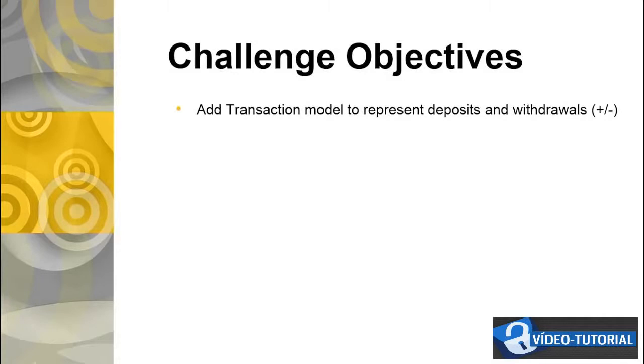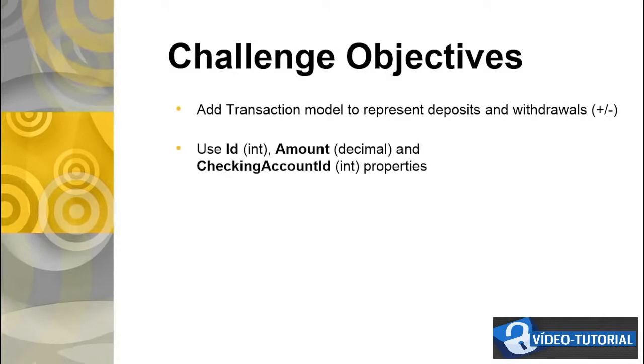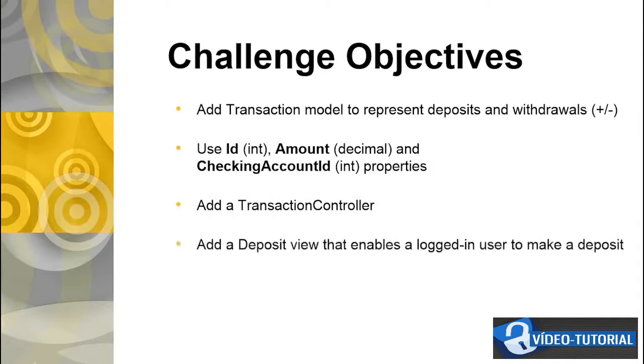This means that our transaction model only requires the following three properties: an ID, which is just a primary key, an amount, which is the decimal amount of the transaction, and a checking account ID, which is the primary key of the associated checking account. So go ahead and add a transaction model and a transaction controller to our ATM application. Once that's done, create a new view that will allow a logged-in user to make a deposit.